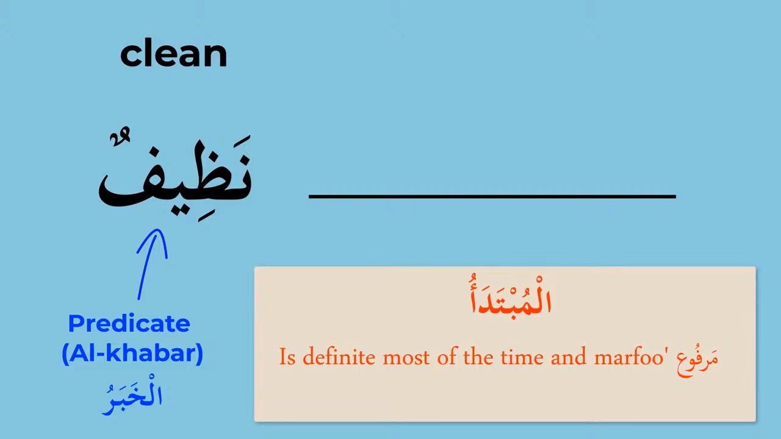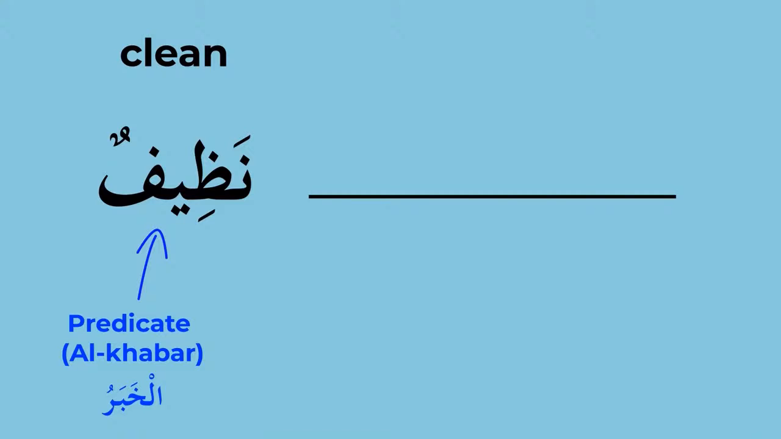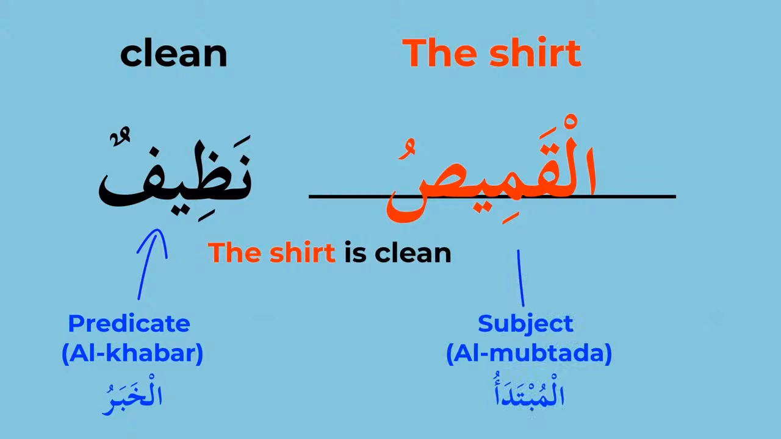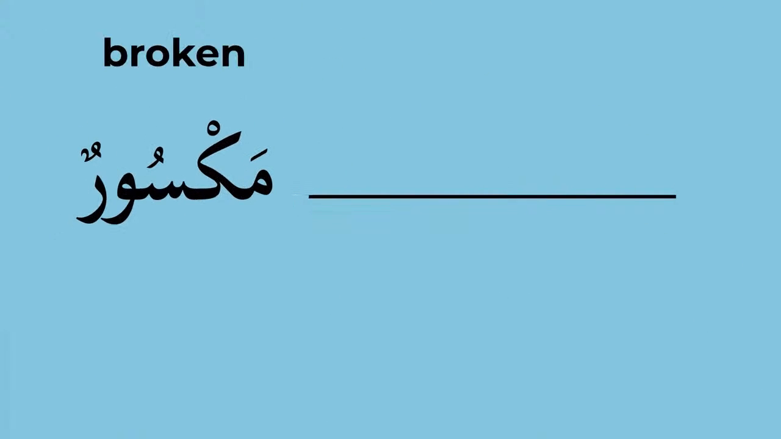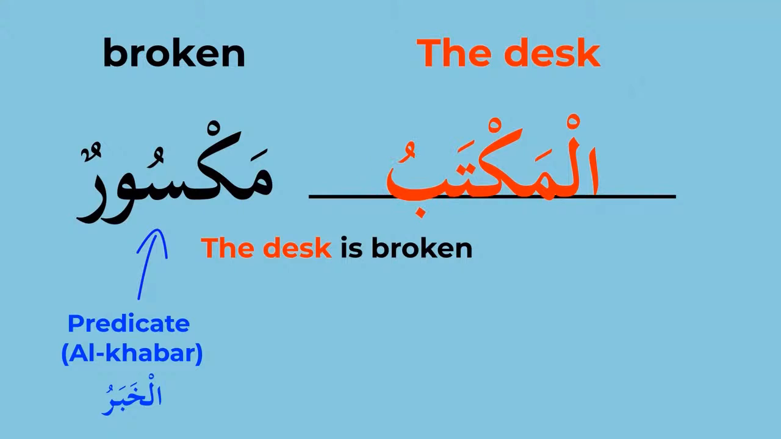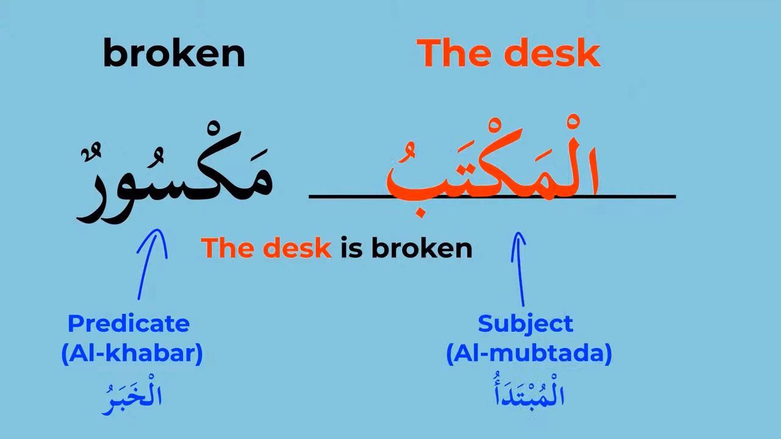Something is nazifun. Something is clean. Are you with me? Tell me. Al-kamisu nazifun. So you started with al. Mubtada. Are you with me, brothers? Al-kamisu. MashaAllah. Next one is maksurun. Something is broken. So you are bringing now mubtadas. Al-maktabu maksurun. Mubtada khabar. Very good.